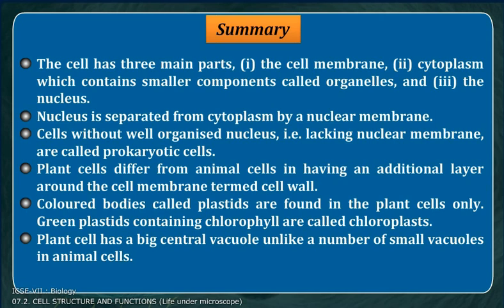Plant cells differ from animal cells in having an additional layer around the cell membrane termed the cell wall. Colored bodies called plastids are found in plant cells only. Green plastids containing chlorophyll are called chloroplasts. A plant cell has a big central vacuole, unlike a number of small vacuoles in an animal cell.